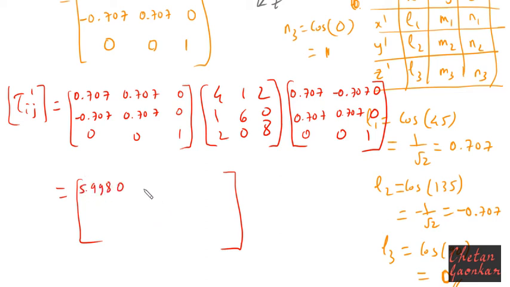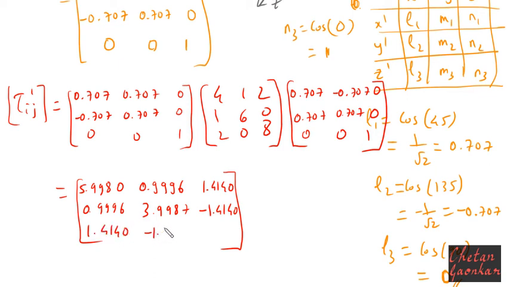5.9980, 0.9996, 1.4140. Similarly, 0.9996, 3.9987, and minus 1.4140. Similarly, 1.4140, minus 1.4140, and this value will be 8.